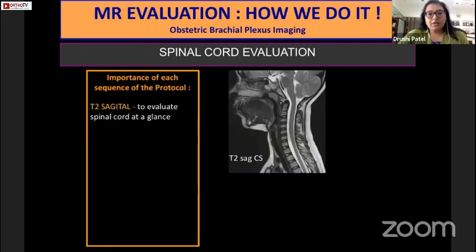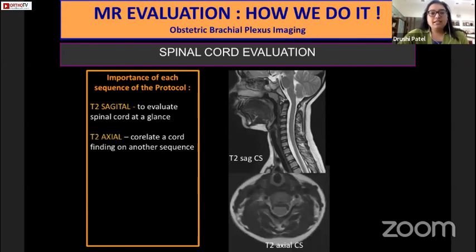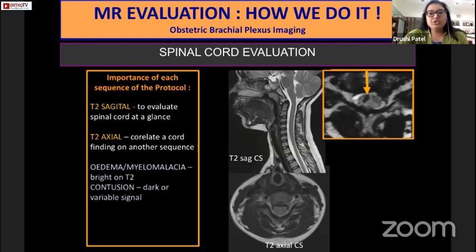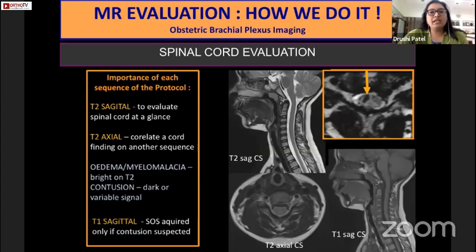Let's have a look at each part. So we begin with the spinal cord evaluation. At a glance, we can have a look at the spinal cord on T2 sagittal images. If there is an abnormality, we correlate it on the T2 axial images. On T2, we can identify edema or myelomalacia, which is seen as a bright signal. If there is a contusion, it can be dark or it can show variable signal depending upon the blood products. And if there is a suspicion of contusion, we take additional T1 sagittal weighted images because the hemorrhage will be bright on T1. How you identify T2 and T1 is that T2 has bright CSF, whereas T1 has dark CSF.